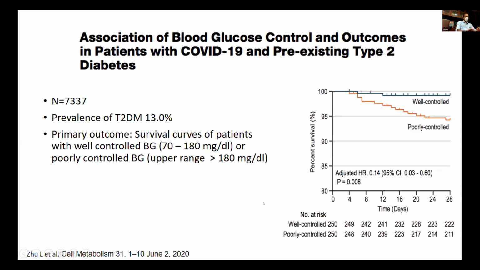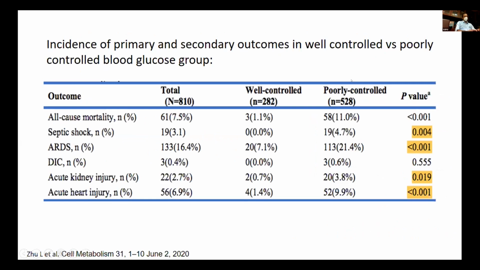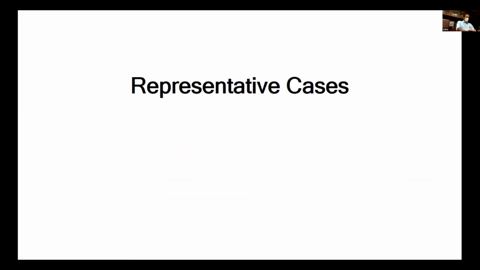These studies also showed those who had poorly controlled blood sugar anytime during the hospital stay had higher risk of mortality, septic shock, ARDS, acute kidney injury, and acute heart injury. So the gist of this study is we should take optimal care so that blood sugar remains in very good control throughout the hospital stay. So with this background, I'm going to discuss the management of diabetes during the hospital stay. I will give you a few examples so that it will become very clear to you.